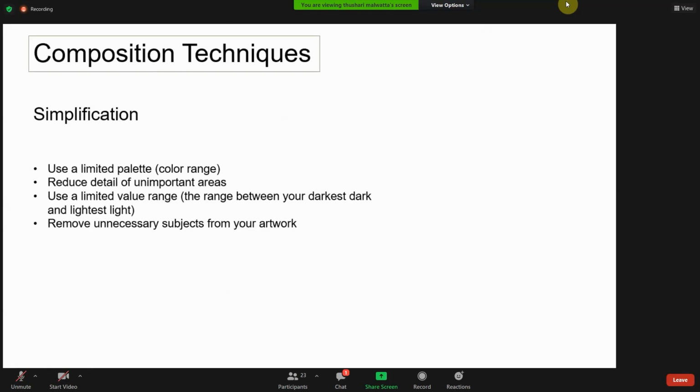So that's all about the design principles. Then I'm going to discuss a few composition techniques with you, so that you can practically do this.